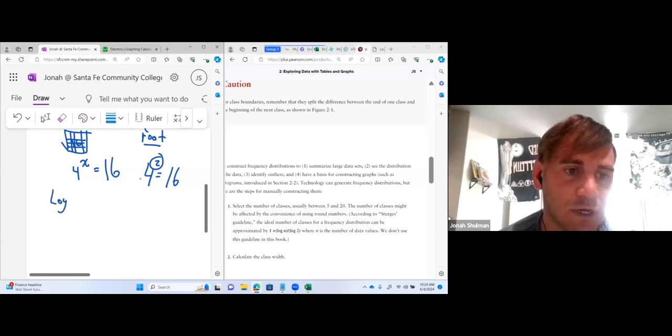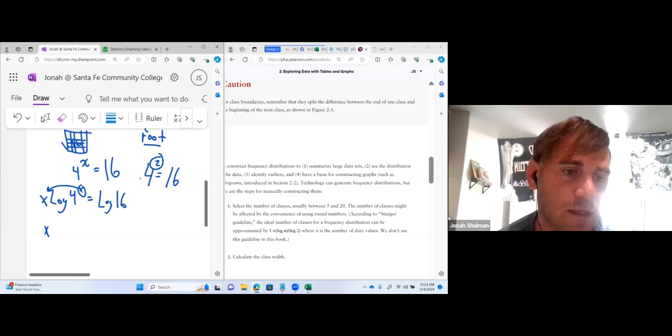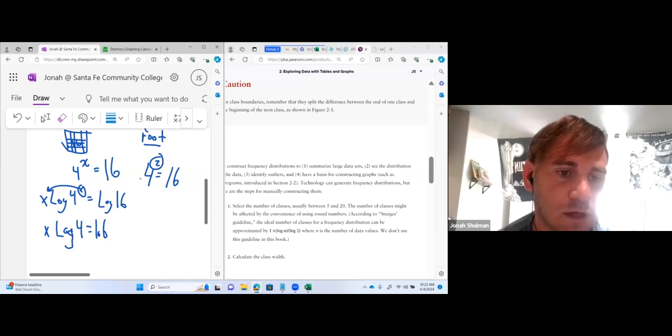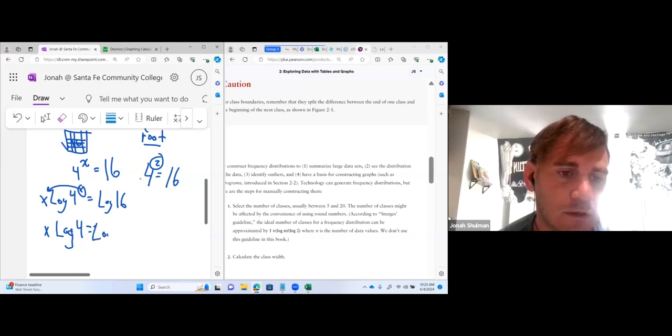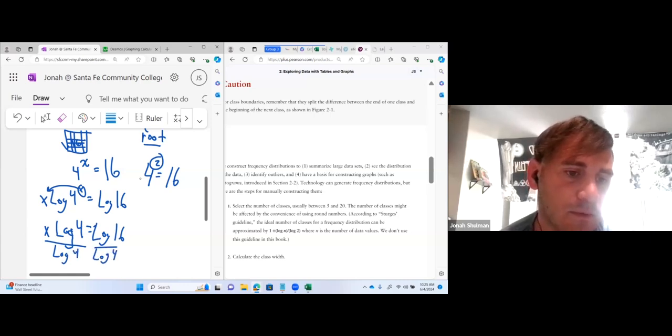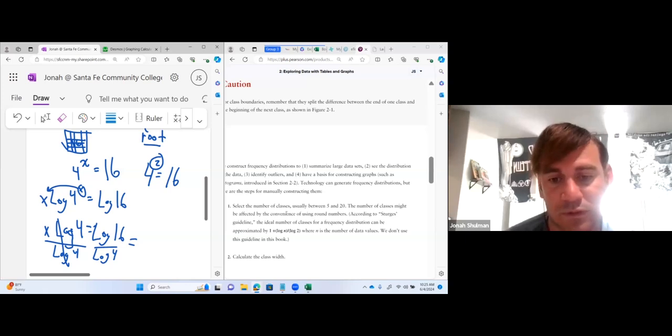So you put a log on the right, log of 4 to the x equals log of 16. The x goes to the front. So x times log of 4. The log allows us to move the exponents to the front, equals log of 16. It allows us to get rid of it. We divide both sides by log of 4. Those cancel.